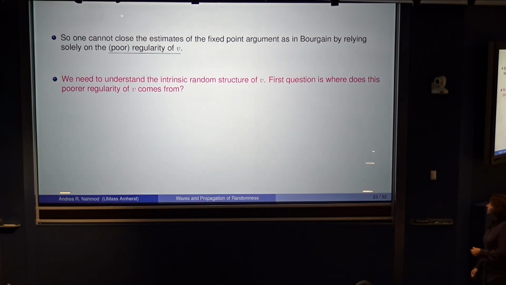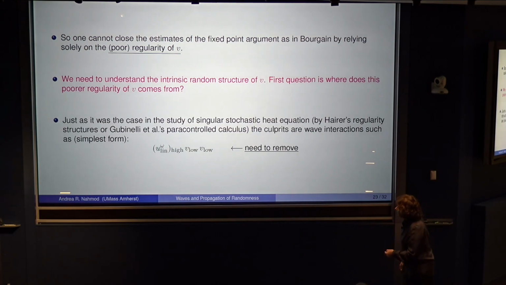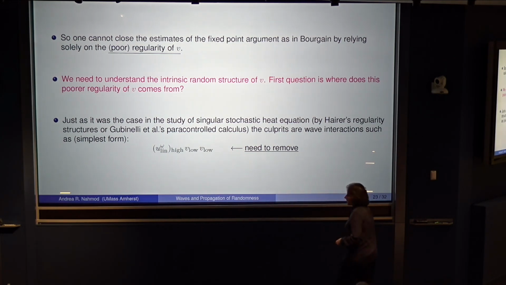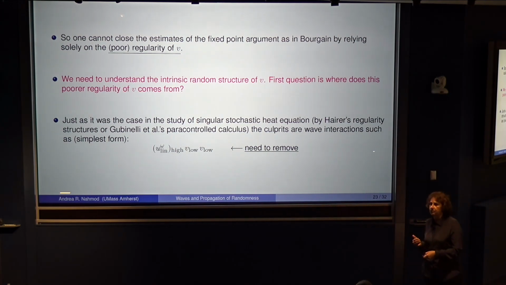Okay. And so the first question is, where does the poor regularity come from, as I said. And this is the same that happens in the study of singular stochastic heat equations. The poor regularity comes from the interactions of high frequencies in the linear evolution of something rough with low frequencies of the remainder. And so there is nothing you can do about these interactions, these wave interactions. And so in order to be able to do anything better, you need to remove them. So it's not enough to remove the linear evolution of the random data. You need to remove more.